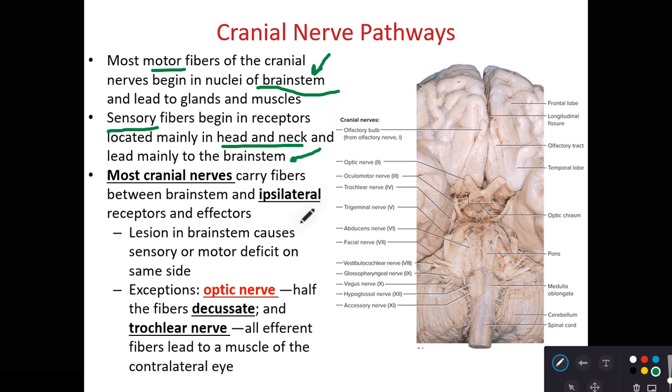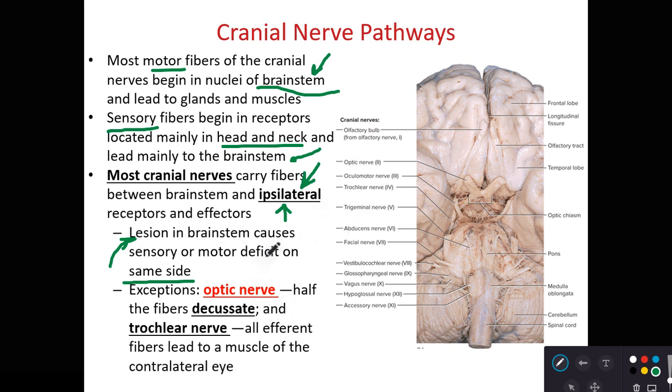As we look at cranial nerves that are going to carry fibers between the brainstem and the rest of the body, these are going to be ipsilateral fibers. So if we have a lesion in our brainstem, this can cause a sensory motor deficit on the same side. If you don't remember, ipsilateral is the opposite of contralateral. Ipsilateral means same side, so the nerve fibers do not cross over from left to right. Whereas if they are contralateral, they cross over, they decussate, and go over from left to right.